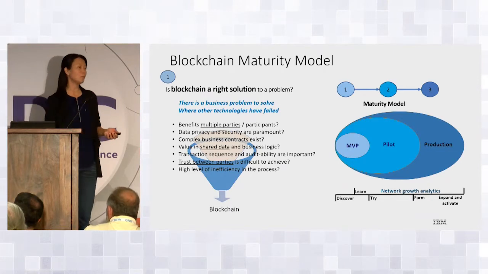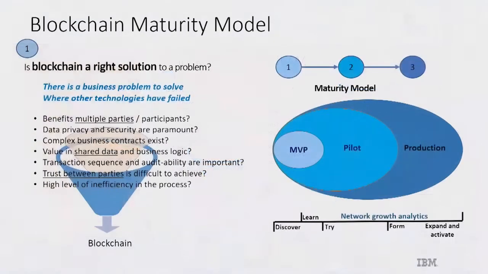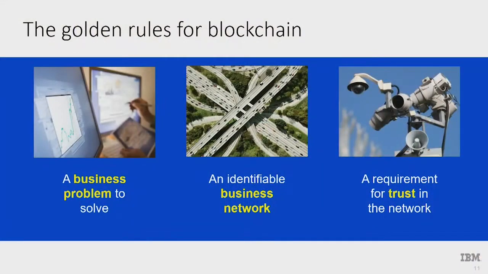So that's the way we have followed to build the project that we're doing. Basically, we follow the MVP, pilot, and production. At the very first stage, we very carefully have a design thinking workshop together with the business network participants and figure out what we wanted to do, and we move on to the pilot after we demonstrated that we do have the right technology to apply to the problem. So this is basically just summarized, right? The 3 golden rules. You need to have a problem, you need to have the right business network, and you need trust for that network.